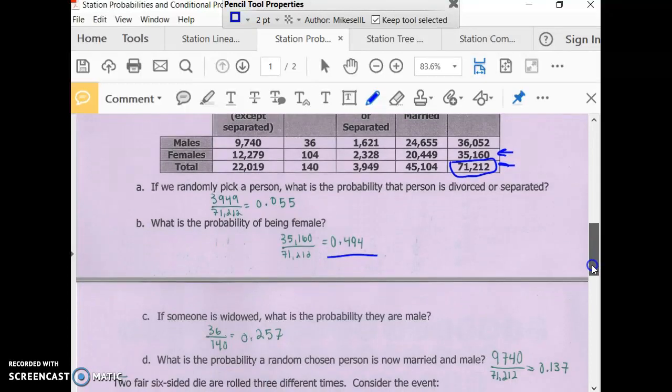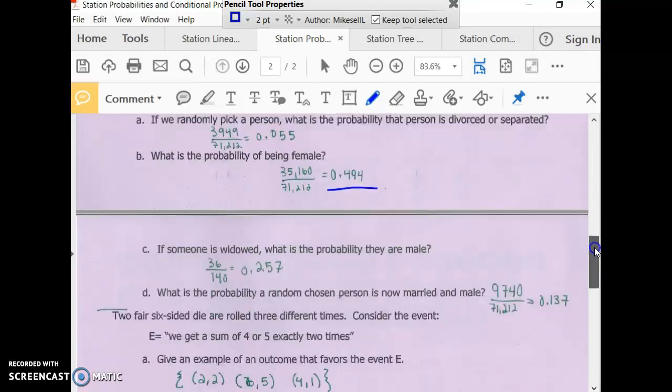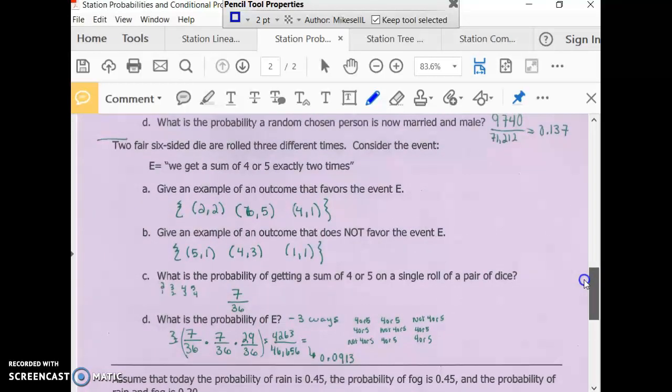Then my next question, if someone is widowed, what is the probability they are male? So I've got 140 widowed, 36 of them male, so it's 36 out of 140, which is 0.257. What is the probability a randomly chosen person is now married and male? Now married and male is the 9,740 over my total, which gives me 0.137. And then we're moving on to our next problem.